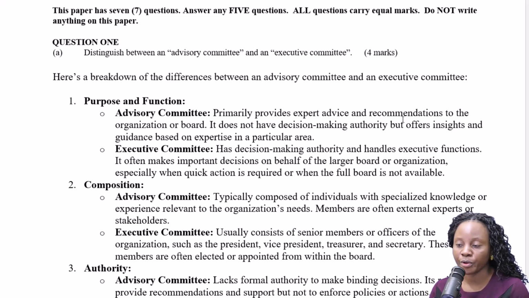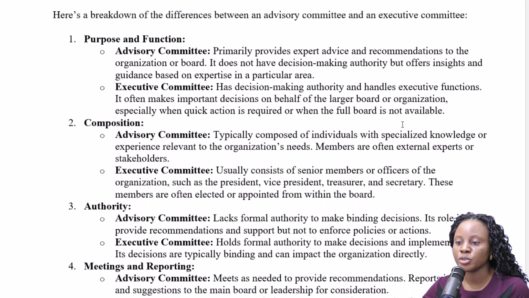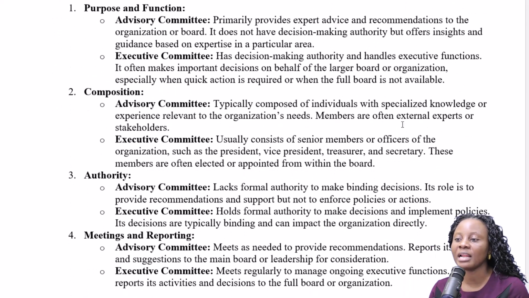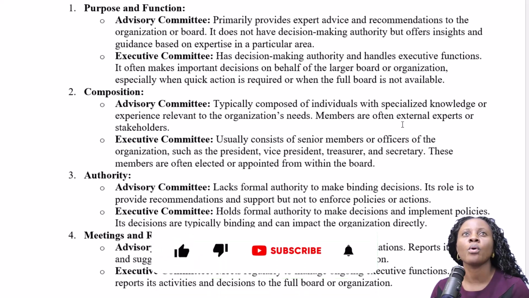Another feature you can use to differentiate between the two is authority. The advisory committee lacks formal authority to make decisions within the organization, basically because they are specifically meant for advisory purposes. The executive committee holds formal authority to make decisions, since they are the people who fall in the top level of management.